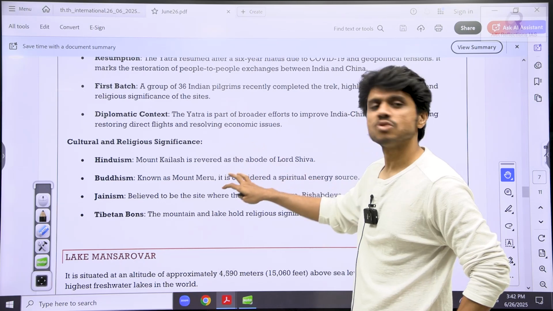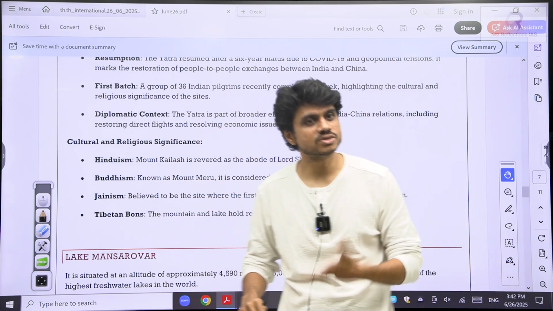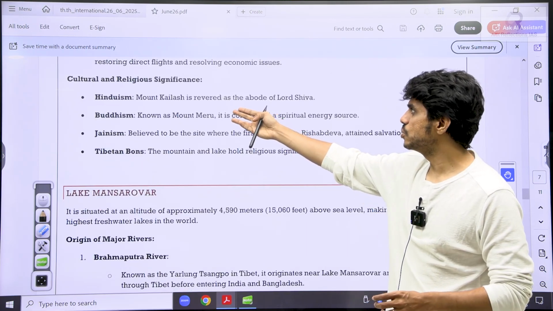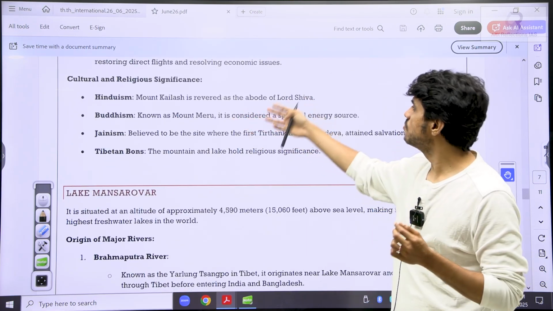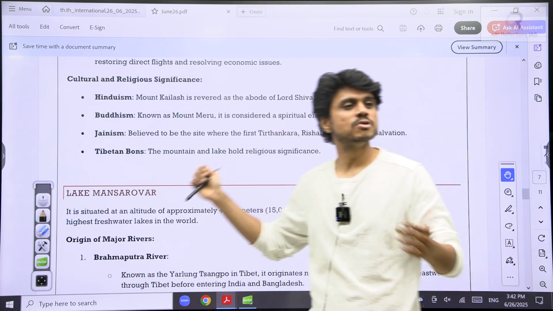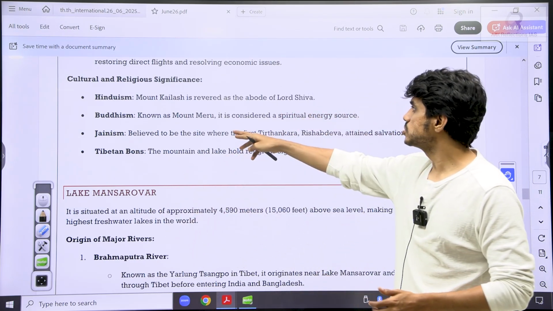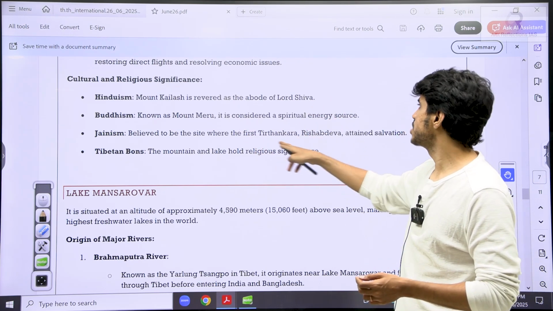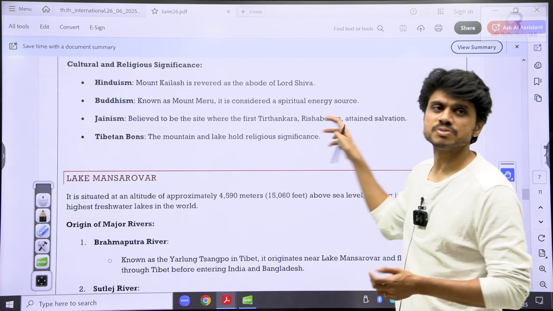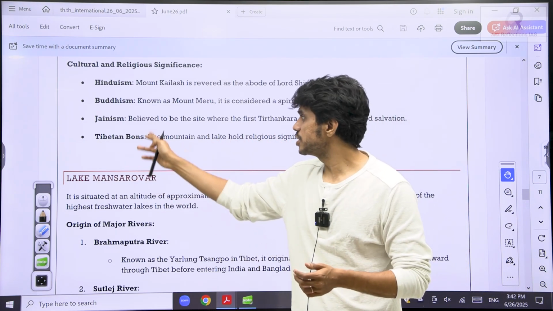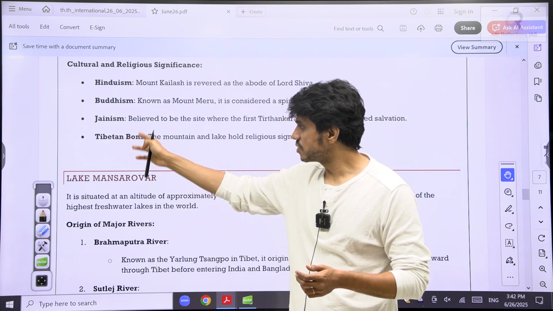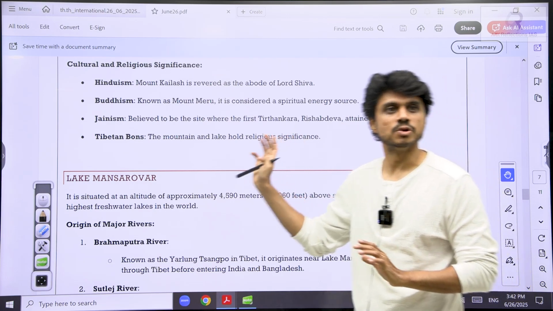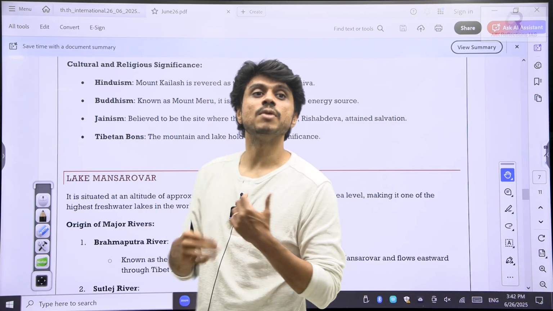This area is not significant only to Hinduism, but also to other religions. For Hinduism, it is seen as a home of Lord Shiva, so many people visit there. For Buddhists, Mount Meru is considered a spiritual energy source. For Jainism, the first Tirthankara, Rishabhdev, attained salvation at this place, they say. Also Tibetan Bon, one of the religions in Tibet: the mountain and the lake hold religious significance even for those people. So it is significant for many people.